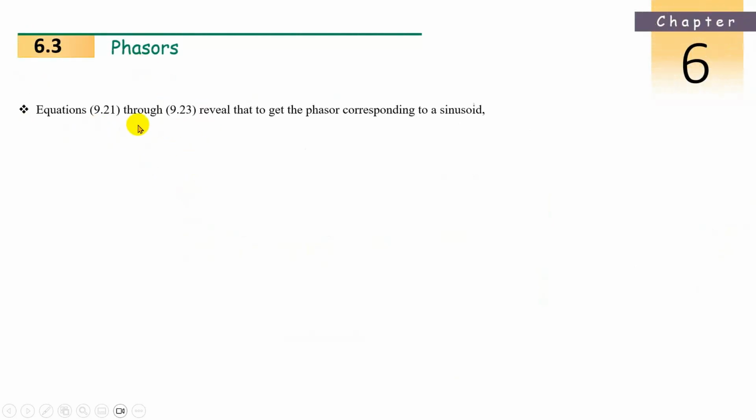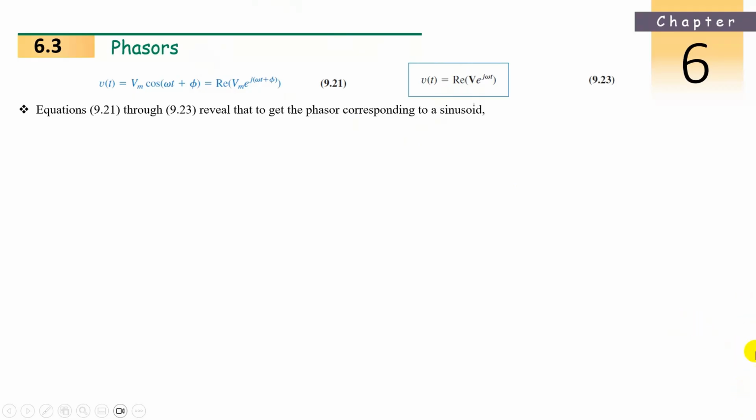Now, equations 9.21 through 9.23 reveal how to get the phasor corresponding to a sinusoid, or the sinusoid from the phasor. This is 9.21, where v of t is in terms of the sinusoid. Now, this is in terms of the phasor: the real part of Vm e power of j(omega t plus phi). Another equation, if you rearrange it, is the real part of V e power of j omega t. These two tell the relation between phasor and sinusoid.